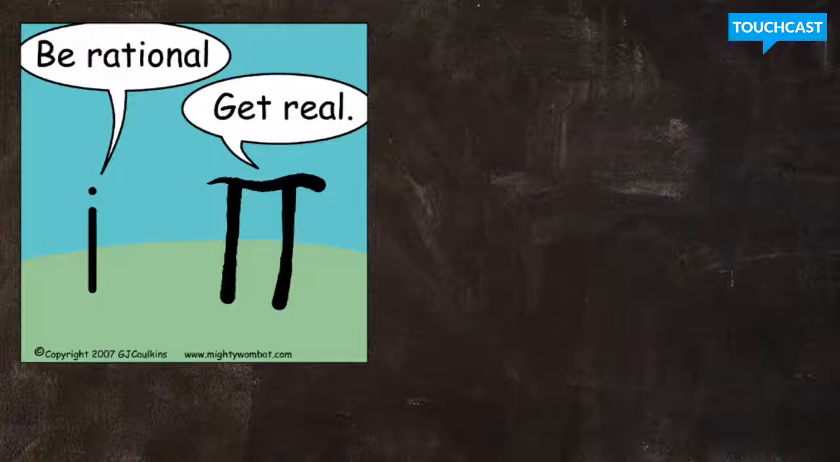Let's take a look at this math cartoon. This cartoon is designed with a play on words using math terminology. The letter i is the variable that's used to indicate an imaginary number. i is actually equal to the square root of -1.